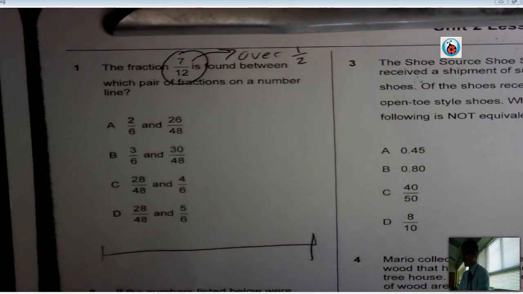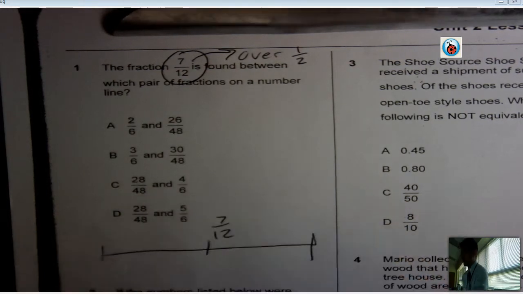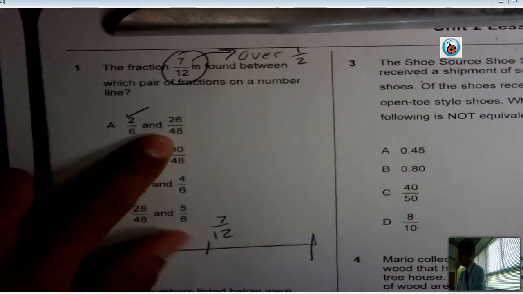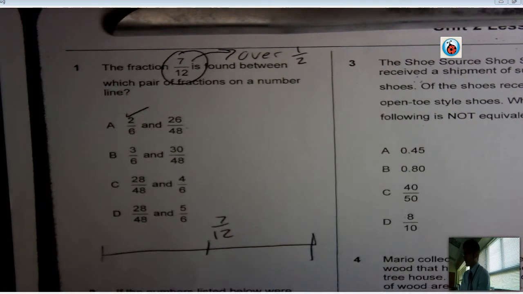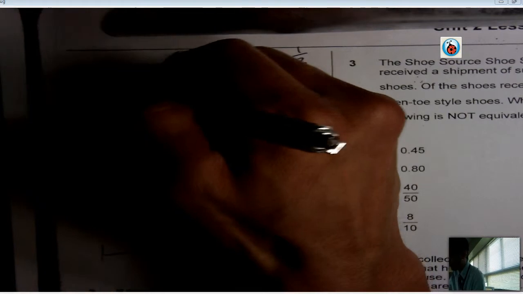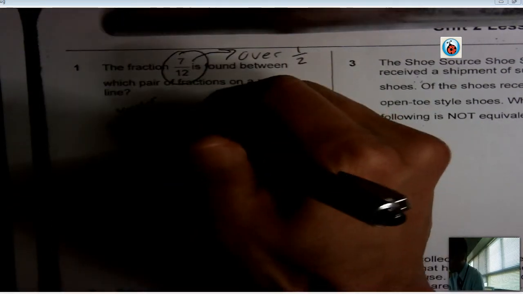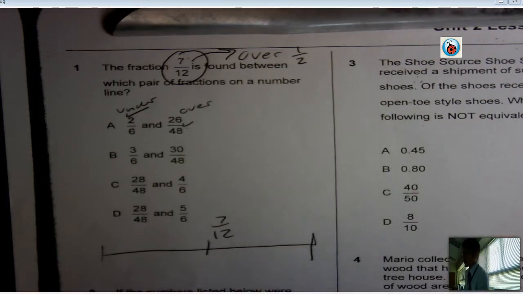2/6. Is that over a half or under a half? Under, right? So this one would work. Now this one has to be greater than our 7/12. So 26 out of 48. Is that over half or under half? Over. What's half of 48? It's 24, right? So this one is barely over. So let's check. We have to see if 7/12 is bigger or less than 26 out of 48.